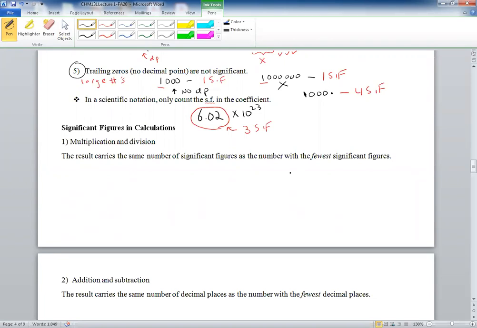So there are rules that you have to use to help you determine how many significant figures my answer should end up with. So let's look at it. The first rule here is multiplication and division, because multiplication and division are opposite operations. And let's read what the rule says. It says the result carries the same number of significant figures as the number with the fewest significant figures. So let's look at an example.